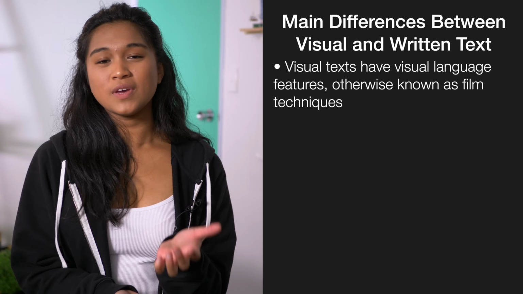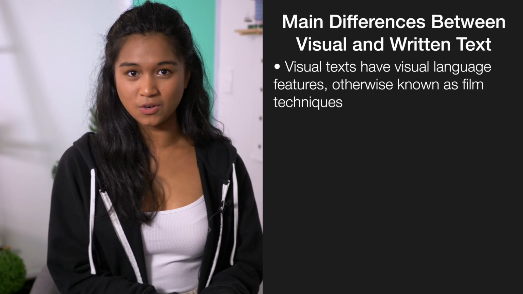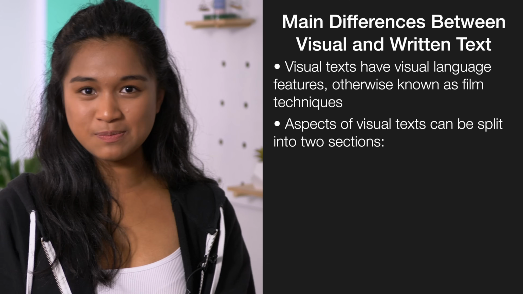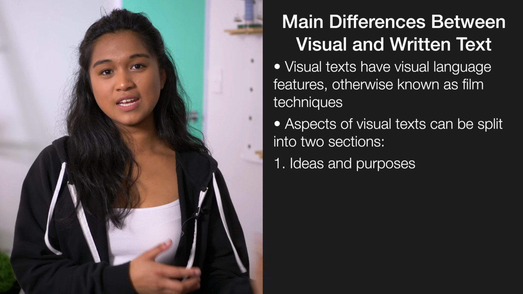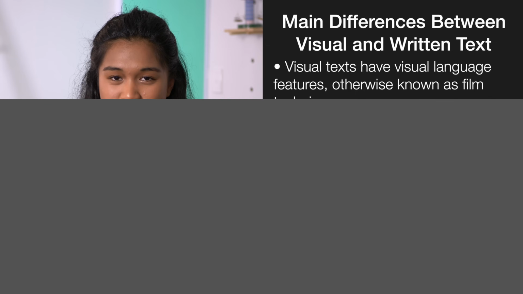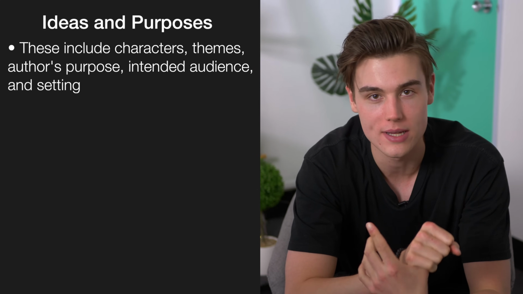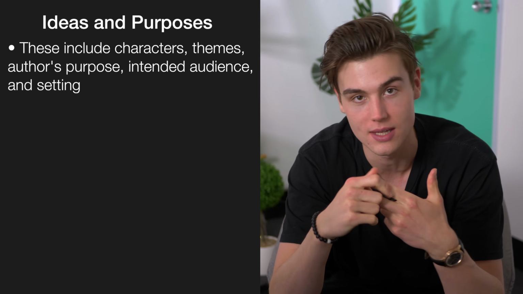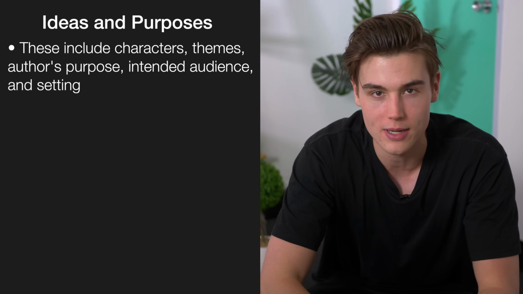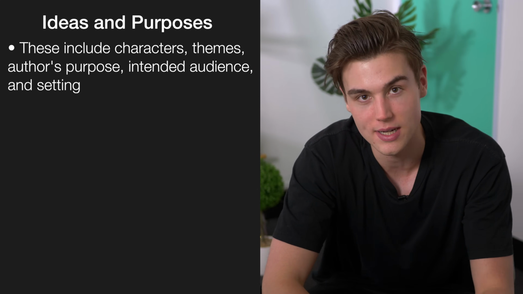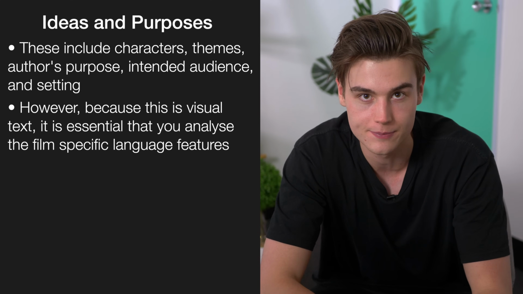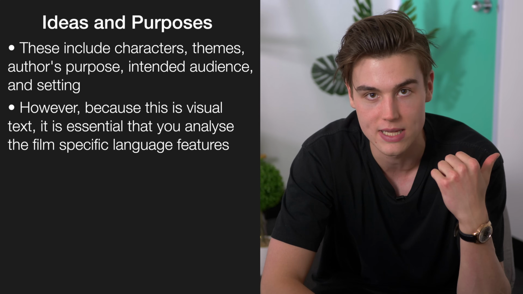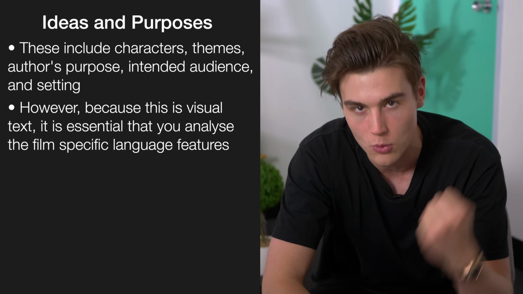Now let's talk about the main difference between written and visual text. In a visual text, we have visual language features, otherwise known as film techniques. We can split aspects of visual text into two parts. The first is ideas and purpose, the next is visual text language features. Ideas and purposes include all the stuff we talked about before, like intended audiences, author's purpose, theme, setting, characters. However, it's really important to know that because you're studying film, you need to be analyzing the film's specific language features. These include the things we listed in the introduction, so let's take a closer look at what they actually are.